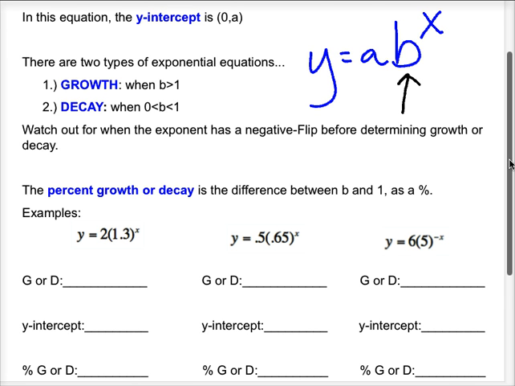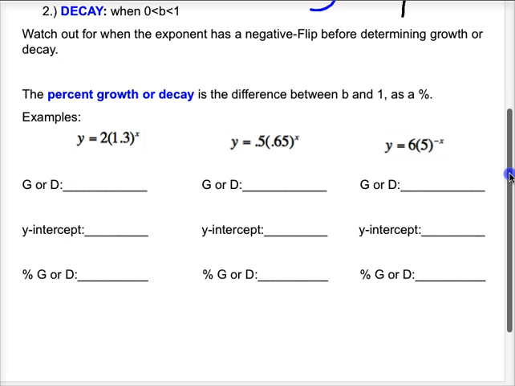Now, I do want you to watch out for one thing. When the exponent is negative, so when you have a negative x sitting in your exponent, you want to flip it before you determine if it's growth or decay. And then the percent growth or decay is the difference between b and 1, and we're going to be writing that as a percent. All right, so again, kind of a lot to take in, but once you see some examples, I think it's going to make more sense. So let's run through these.